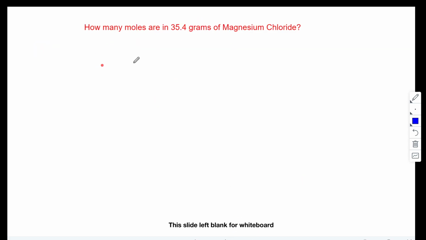Okay. Next is our problem right here. How many moles are in 35.4 grams of magnesium chloride? Okay. So it's the same process as before. Okay. We're going to be like, okay, we have 35.4 grams, and this is magnesium chloride, okay?